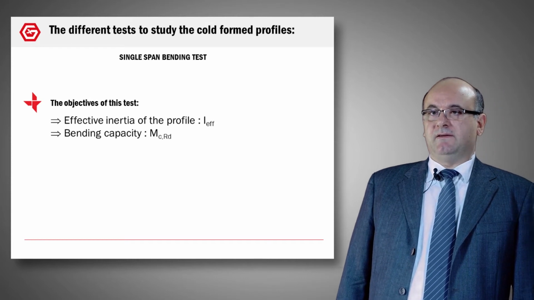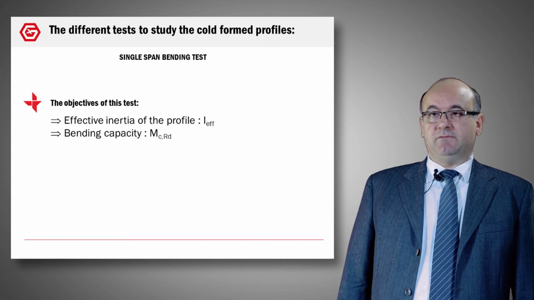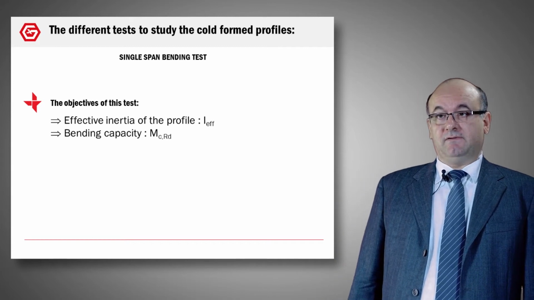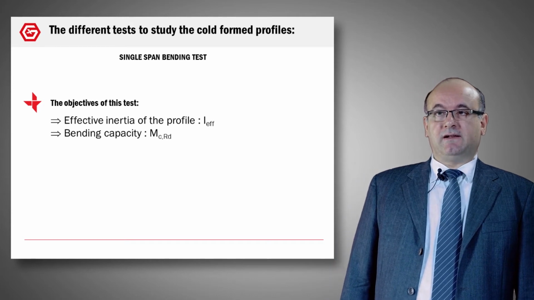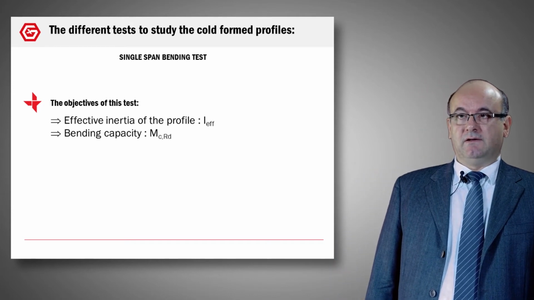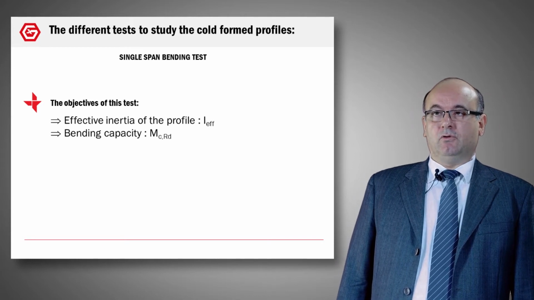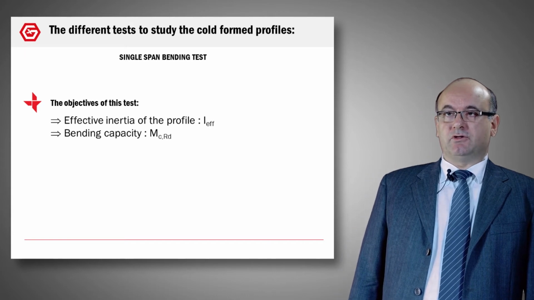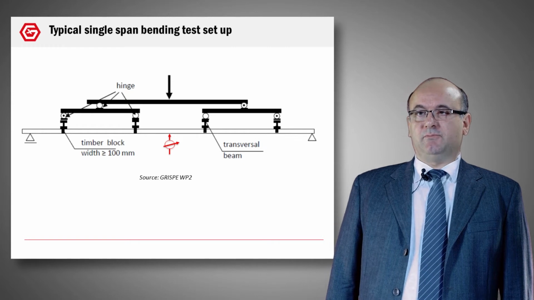The single span bending test now. The objectives of this test are to determine the effective inertia of the profile, EI effective, and the bending capacity, MCRD. So it's exactly the same objective as previously. But in this case, the load will be applied by linear loads. In the previous test, the load was uniform, applied by a vacuum chamber of air. Here you can see a global setup of this test.